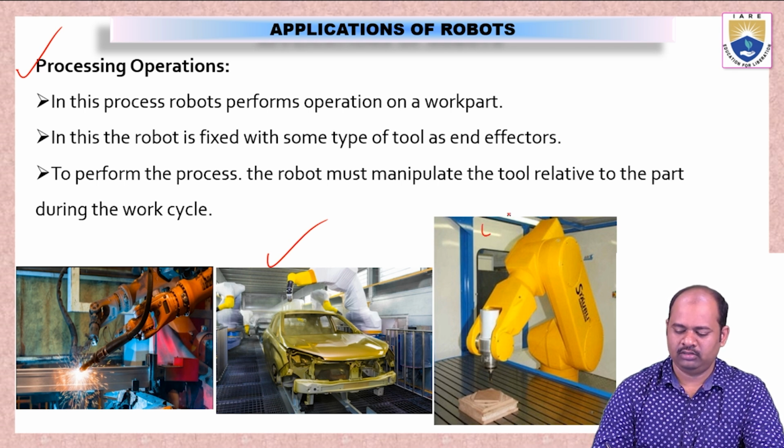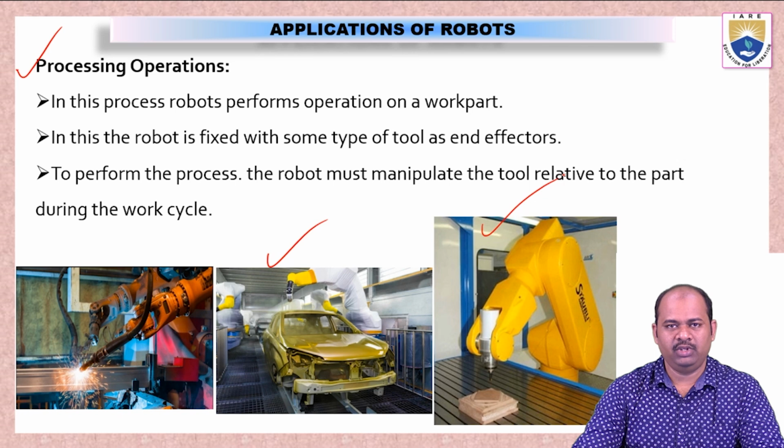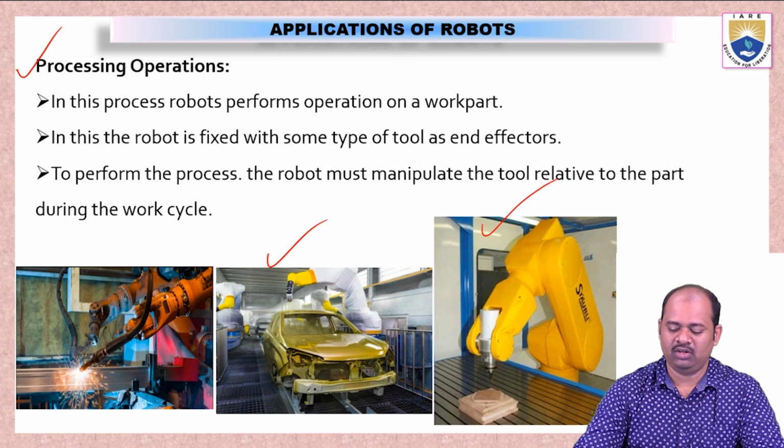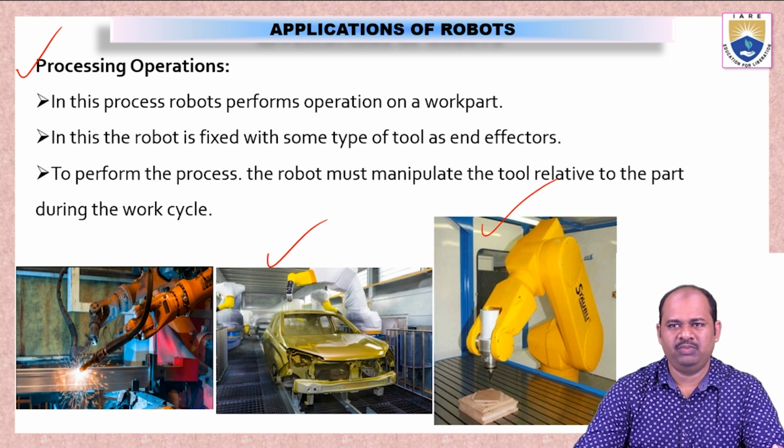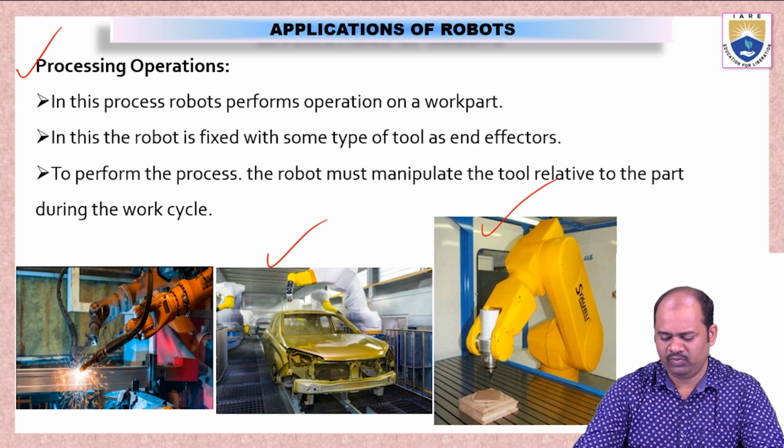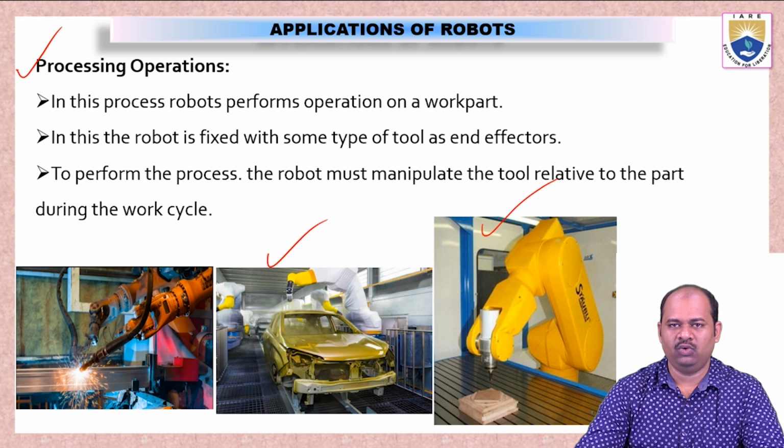And the third figure shows that the robot is being used for a machining operation. It is doing some kind of machining operation on a wooden piece, or it is a ceramic piece. So we can do different operations like machining, drilling, milling, etc. using a robot by attaching some kind of tool to it.